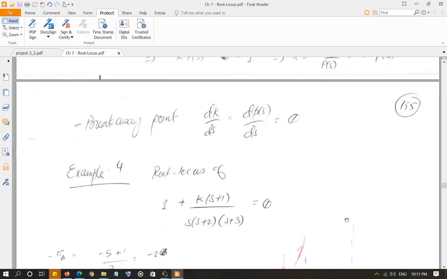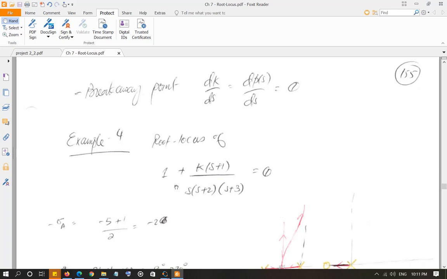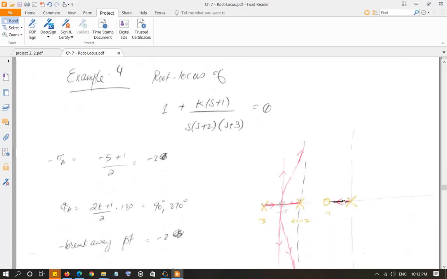So let's look at this example. It's not the same example. Let's look at this example: 1 plus K (s plus 1) over s (s plus 2)(s plus 3). So we have 1 zero at -1 and 3 poles at 0, -2, -3. That's our first step. So -1, and then 0, -2, -3.